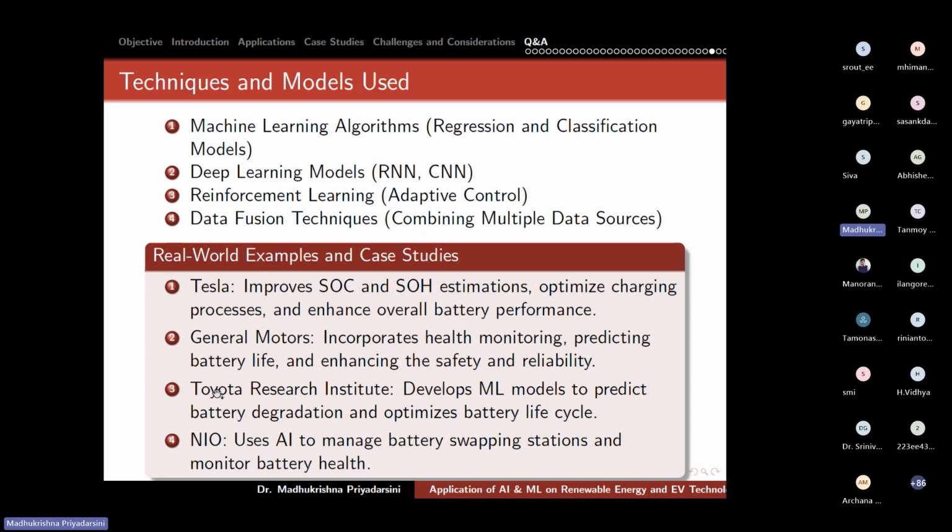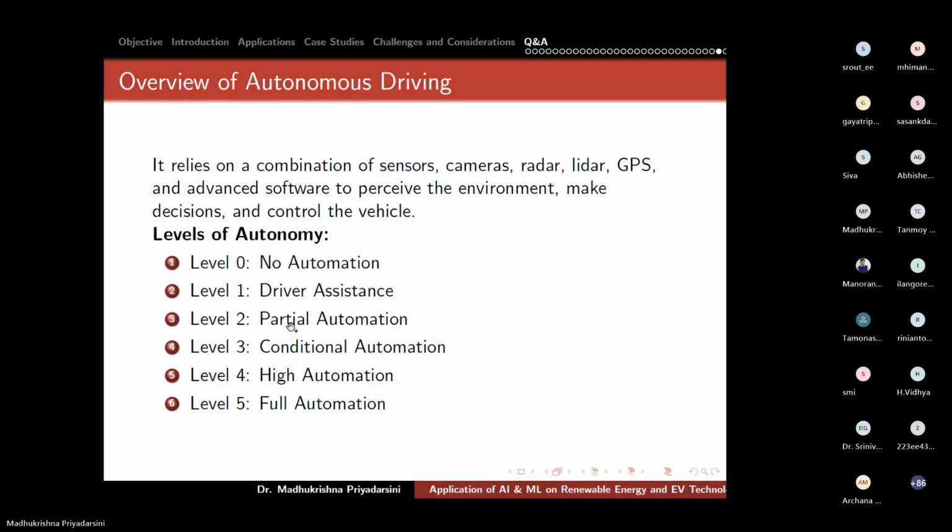So these are the case studies, or real-life examples, of how these 4 companies are working on EVs. And autonomous driving is another part of EVs, because research is going on here too, on how to replace the driver with autonomous driving.